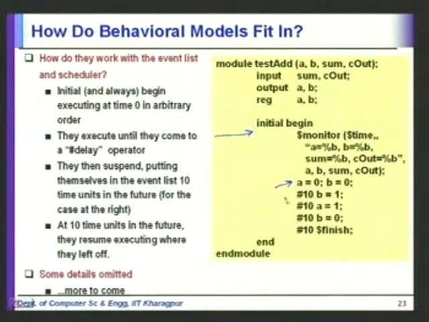Then we come across this hash 10. Whenever the simulation hits a hash delay operator, it cannot proceed beyond this until all other events, all other assignments that are to be done in the current time, are completed. Only then will time increase, and then it will go into the next assignment. You might think of this as something which blocks the simulation until other concurrent modules are also ready to jump in time.